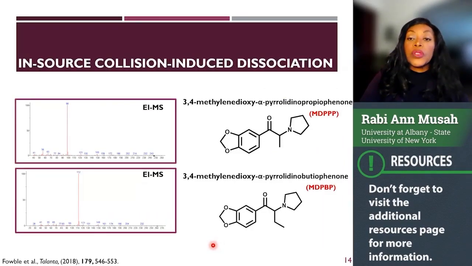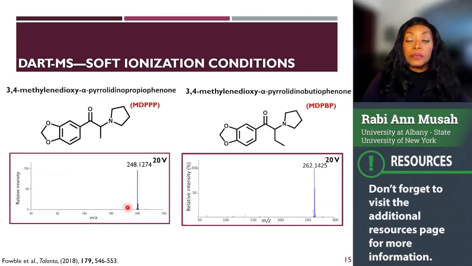So to show you how this works, we're going to start with looking at these two cathinones here, and they differ from one another in that the bottom one has an additional CH2 group. So that's the MDP-BP versus the MDP-PP. And if you look at the EI mass spectra of both of these, you can see that they're pretty nondescript, and you don't have very much in the way of fragments that you can work with, and the molecular ion in each case is missing.